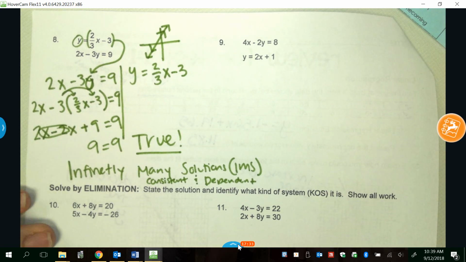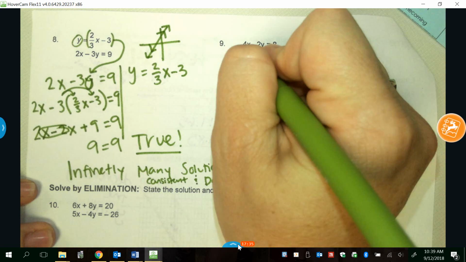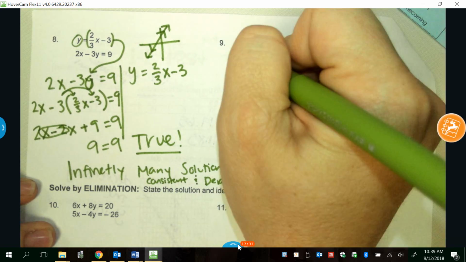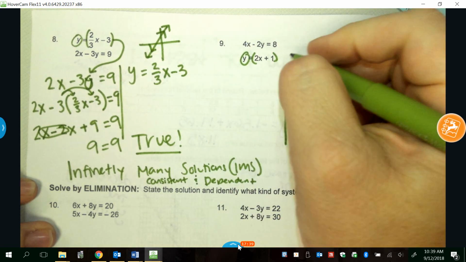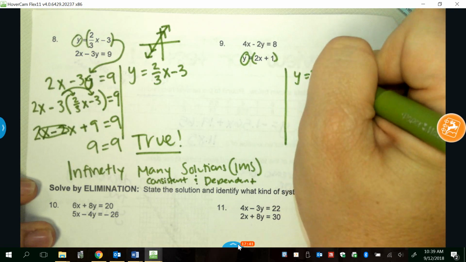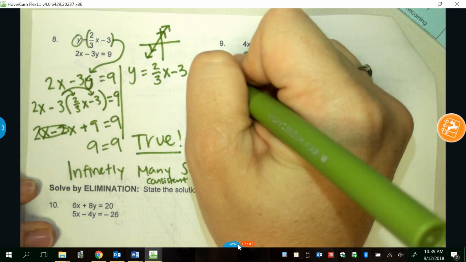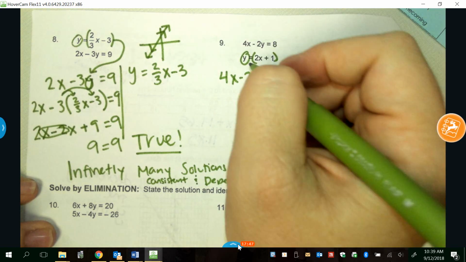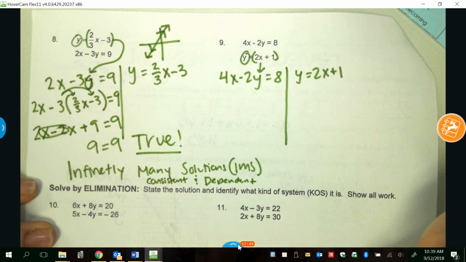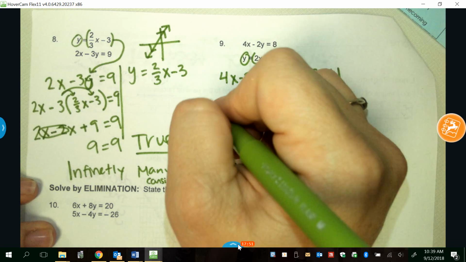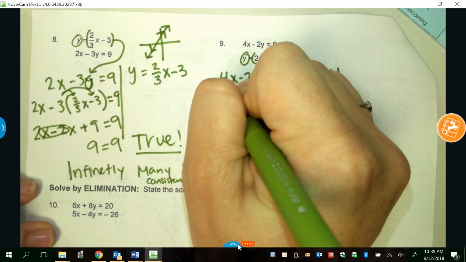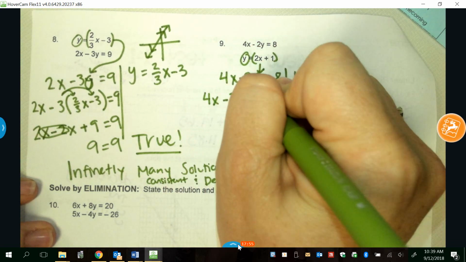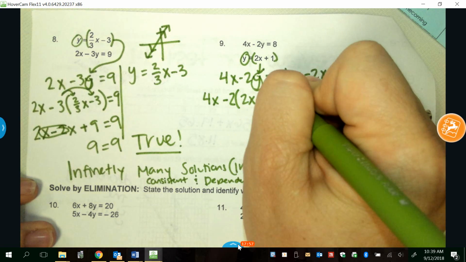Okay, so one more using substitution. Again, awesome. We already have our loner variable. We already have our substitute. So that goes on this side, y equals 2x plus 1. And then I have 4x minus 2y equals 8. So I'm replacing y with 2x plus 1. So I have 4x minus 2 times 2x plus 1 equals 8.